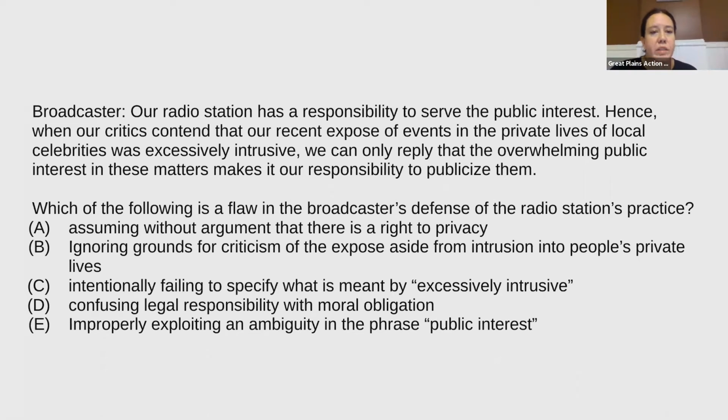Broadcaster: Our radio station has a responsibility to serve the public interest. Hence, when our critics contend that a recent exposé of events in the private lives of local celebrities was excessively intrusive, we can only reply that the overwhelming public interest in these matters makes it our responsibility to publicize them.